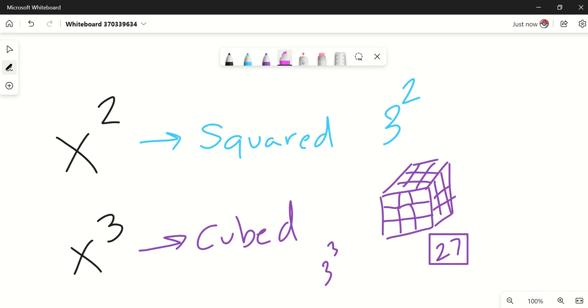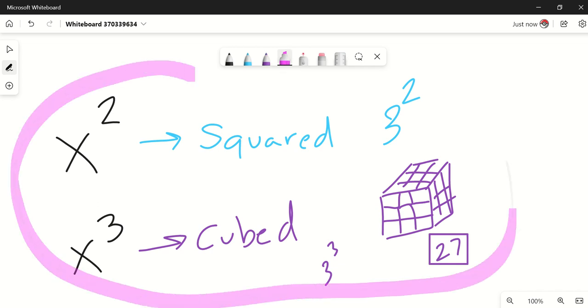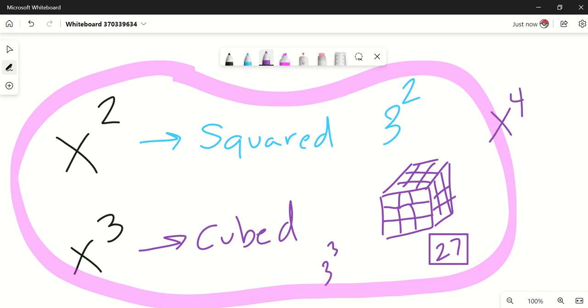So very important that you guys add these into your notes. Any other numbers don't really have a name. So if it's like something to the power of 4, there's no fourth dimension. So we don't have a name for it. We just say, you know, that number to the power of 4, or that number to the power of 5, that number to the power of 6.